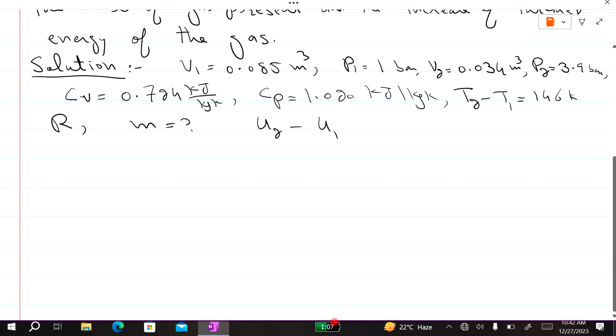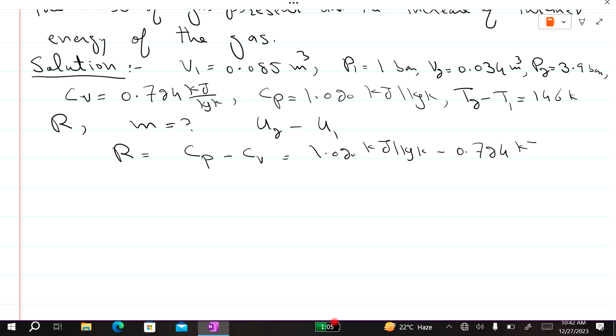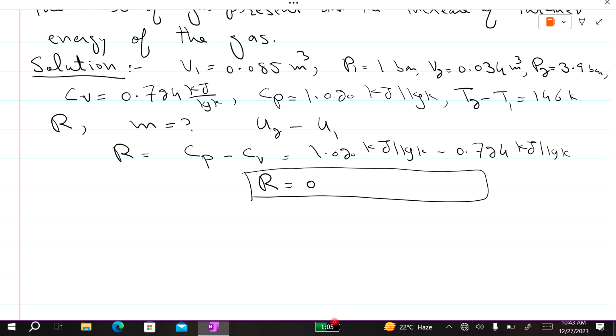So first we calculate R. For R, there is a simple formula. R is the difference of specific heat capacities, Cp minus Cv. The value of Cp is 1.020 kilojoule per kilogram per Kelvin minus Cv. The value of Cv is 0.724 kilojoule per kilogram per Kelvin. So the value of R will be 0.296 kilojoule per kilogram per Kelvin.